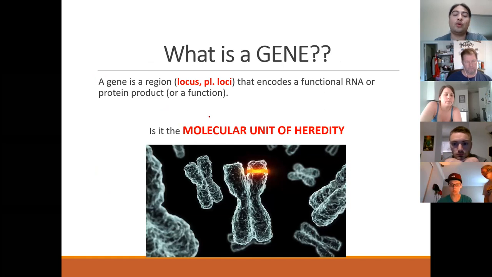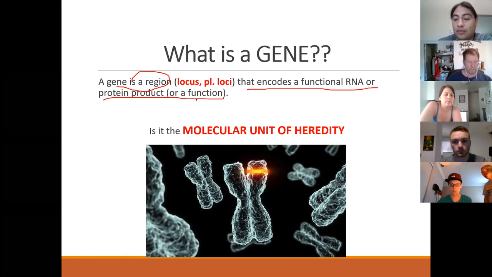So a little bit more detail on what a gene is. A gene is just a region of DNA that encodes for a functional RNA or a protein or a function. Technically, this is the real definition of a gene. I also put over here in red locus, and plural loci. This refers to the location in which this gene is going to be on the specific chromosome.